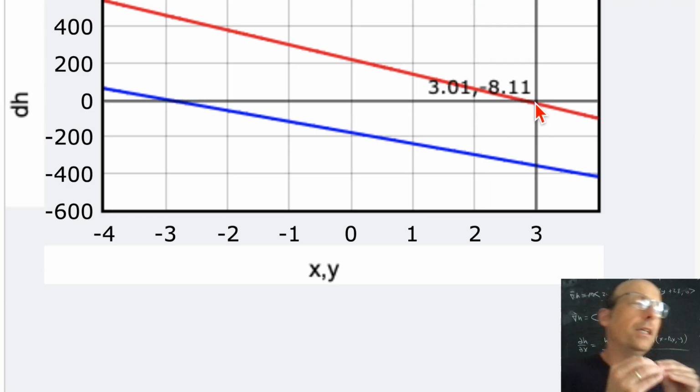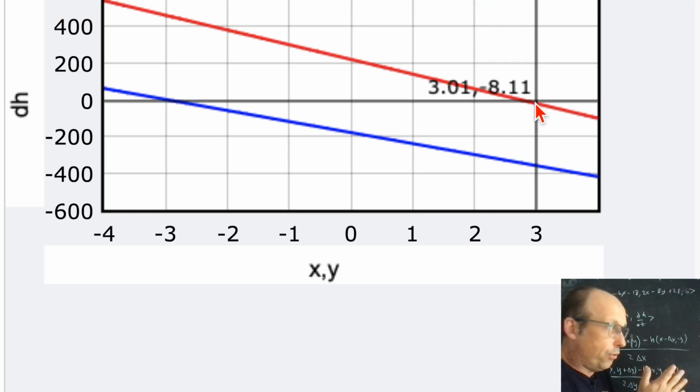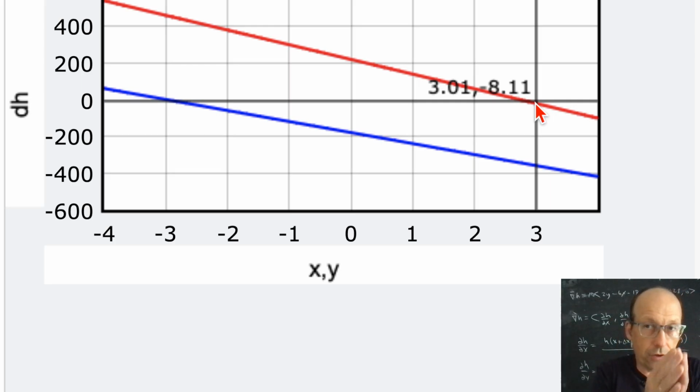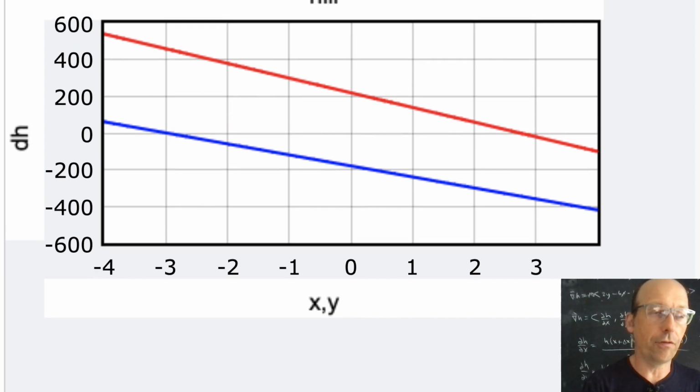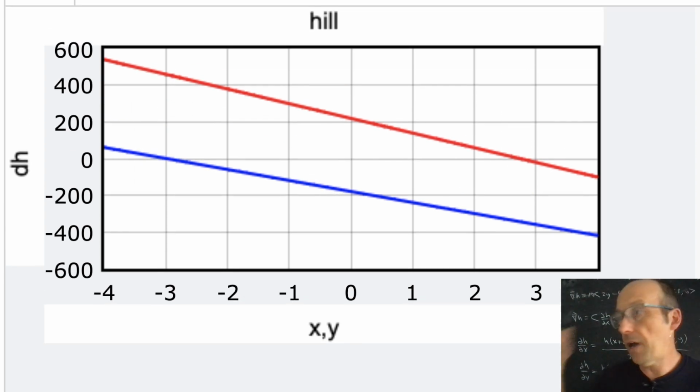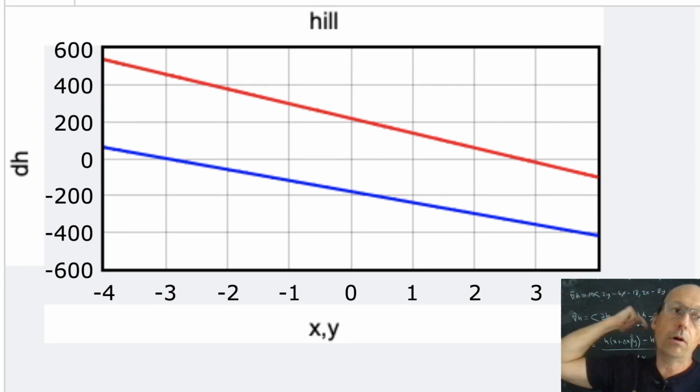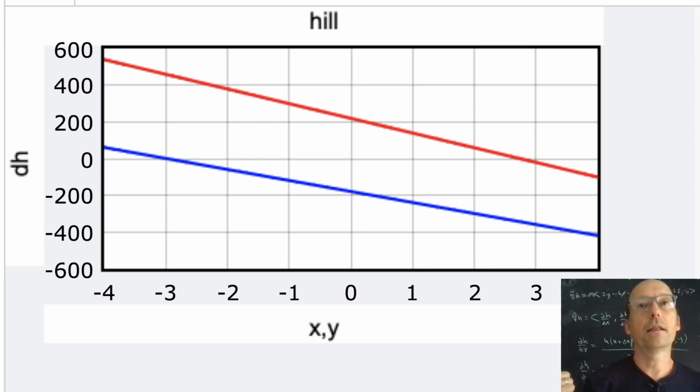Okay. So it does matter. You can't just vary y and get the right answer. You have to vary both y and x. So it's not a trivial problem. Numerically, it's a cool problem, but it's not a trivial problem. So we found the top of the hill.